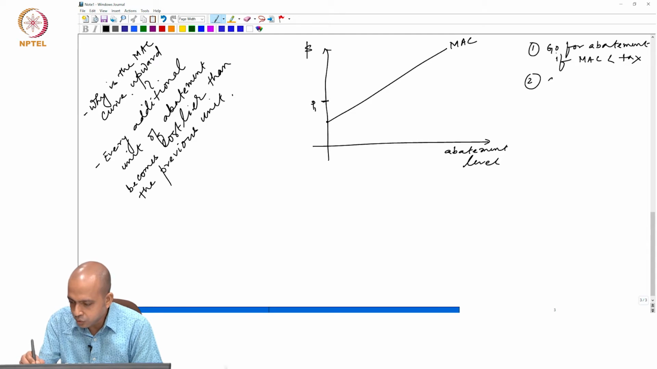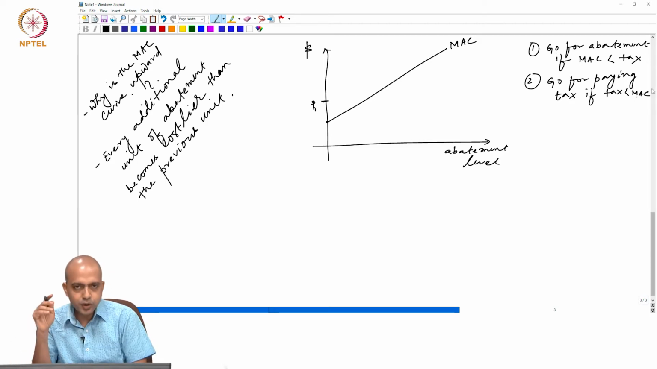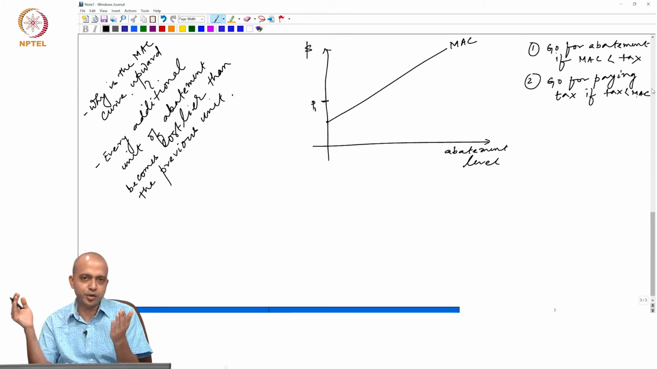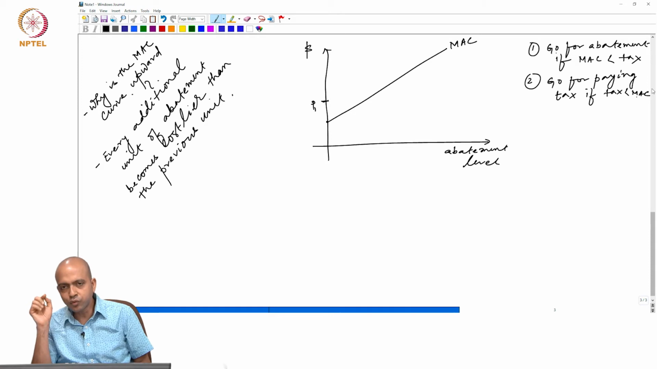And secondly, go for paying tax if tax is lower than MAC. That is very simple. So, the firm can either pay the tax or go for abatement. They will first see for 1 unit of abatement what is the cost and what is the tax rate. As long as the tax rate is higher than marginal abatement cost, obviously it is beneficial for the firm to go for abatement than paying the tax.